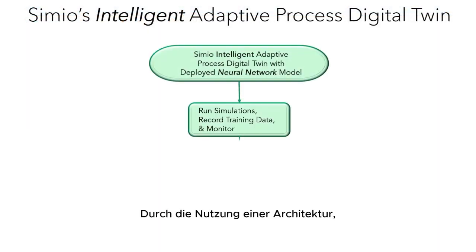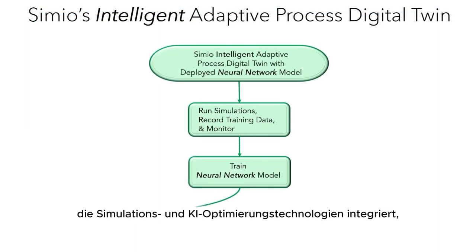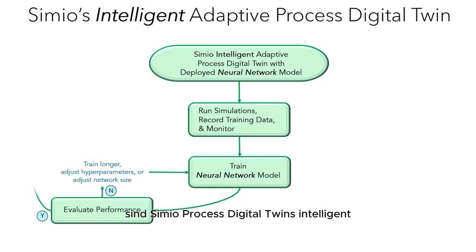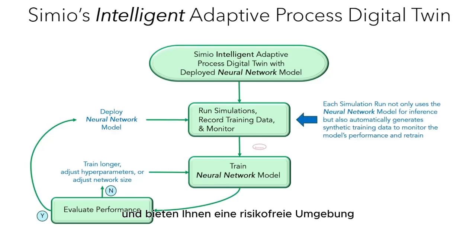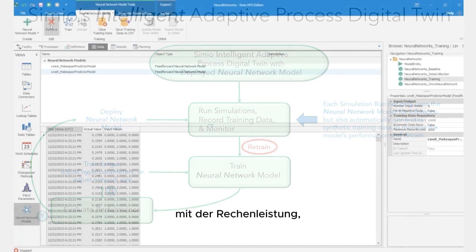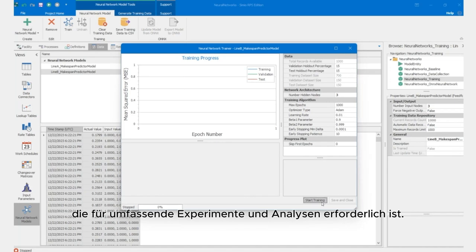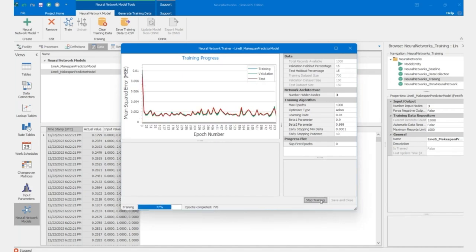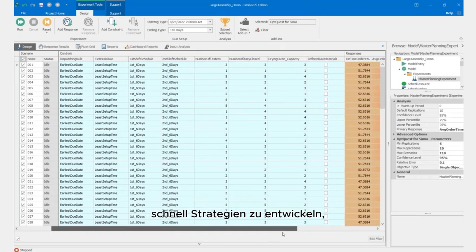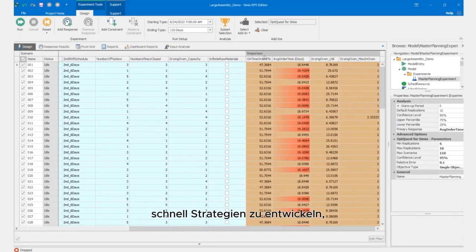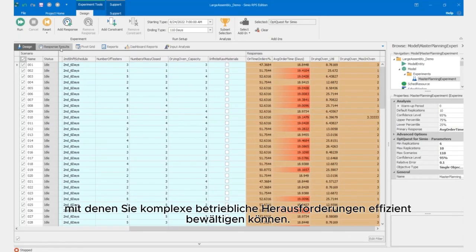By leveraging an architecture that integrates both simulation and AI optimization technologies, Simio process digital twins are intelligent, providing you with a risk-free environment equipped with the computational power to conduct comprehensive experimentation and analysis. This capability empowers you to rapidly design strategies that efficiently address complex operational challenges.